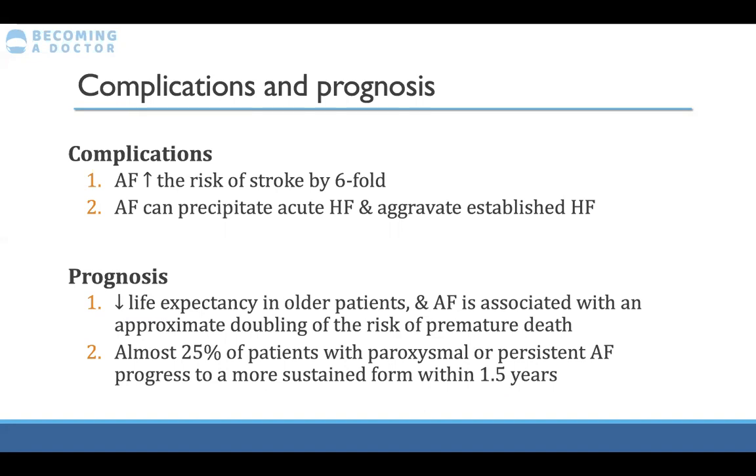In terms of prognosis, this is really going to depend on a number of different factors, such as the precipitating event, the underlying cardiac status of the patient, and whether the nature of AF is paroxysmal, persistent, or permanent. Now, unfortunately, AF is associated with a reduction in life expectancy, particularly in older patients, and AF does also increase the risk of premature death in its sufferers. And about 25% of patients with paroxysmal or persistent AF unfortunately do progress to a more sustained form within about 1.5 years.